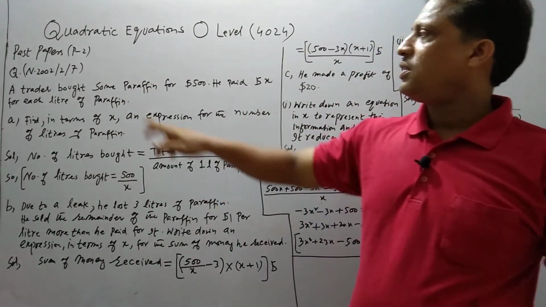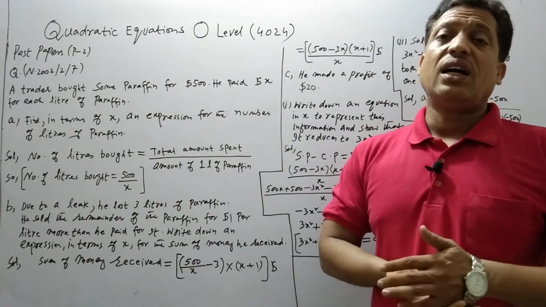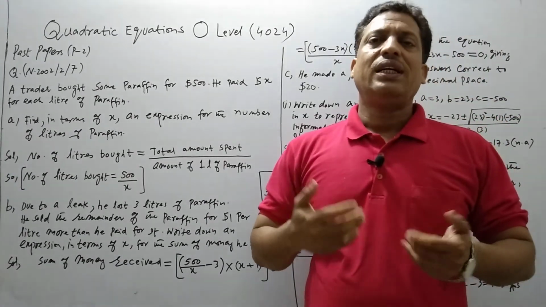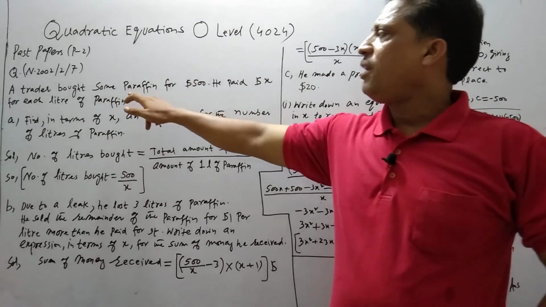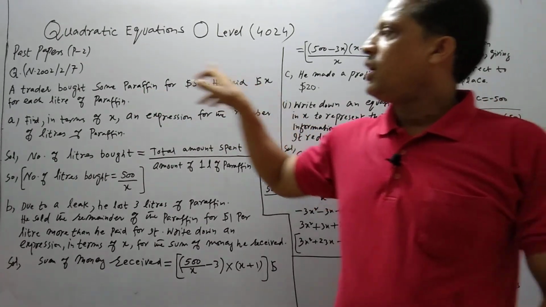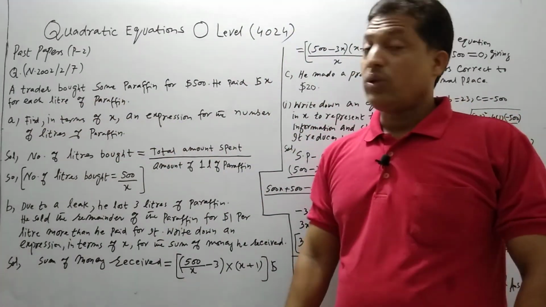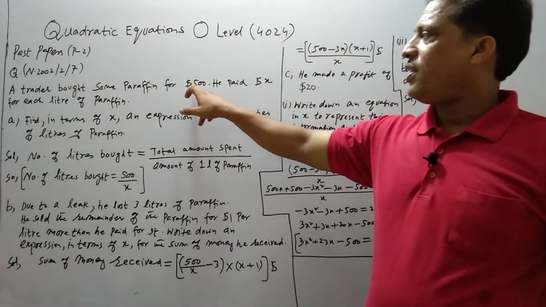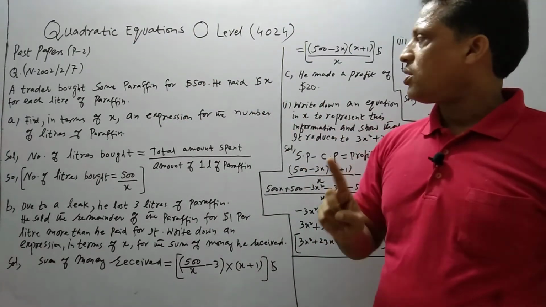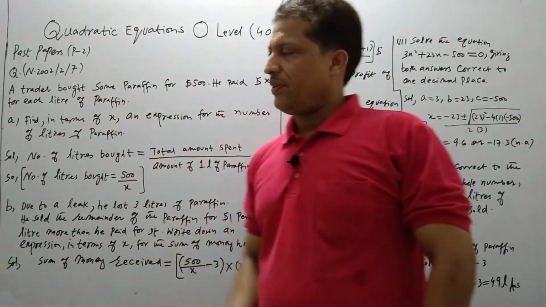A trader bought some paraffin for $500. So it's a cost price because he bought for selling. He paid $X for each liter of paraffin. So the total cost of paraffin was $500 and 1 liter cost is $X.